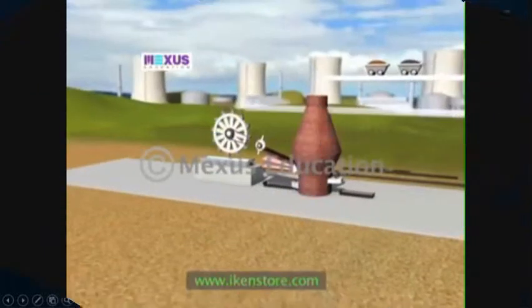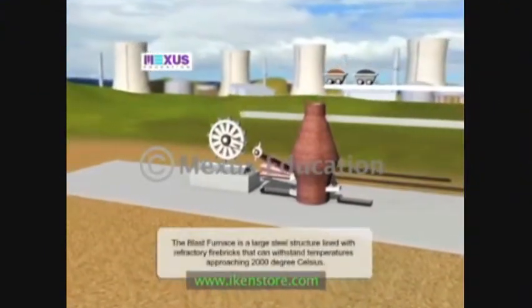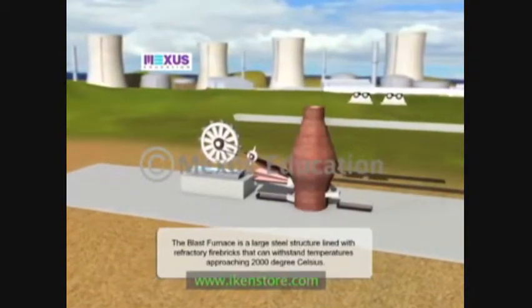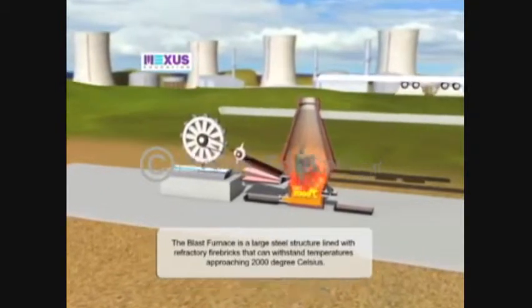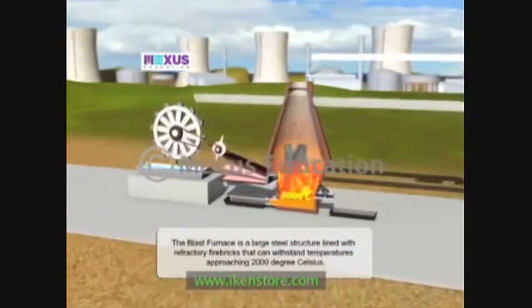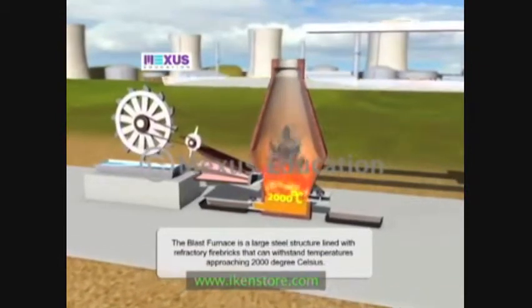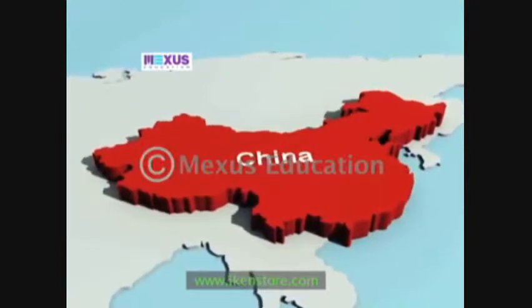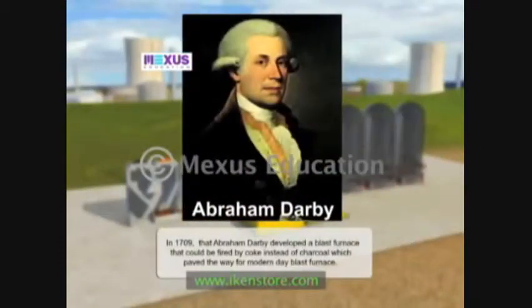Metallurgical thermodynamics. The blast furnace is a large steel structure lined with refractory fire bricks that can withstand temperatures approaching 2000 degrees Celsius. Although the origin of the blast furnace dates back to Han China in the 1st century BC, it was in 1709 that Abraham Darby developed a blast furnace that could be fired by coke instead of charcoal, which paved the way for the modern-day blast furnace.